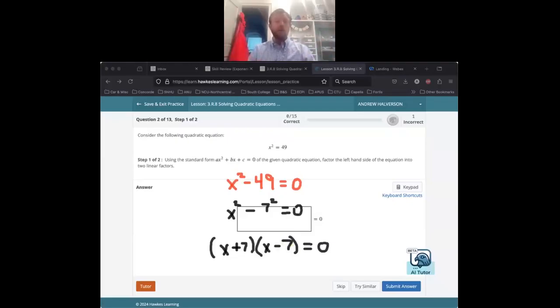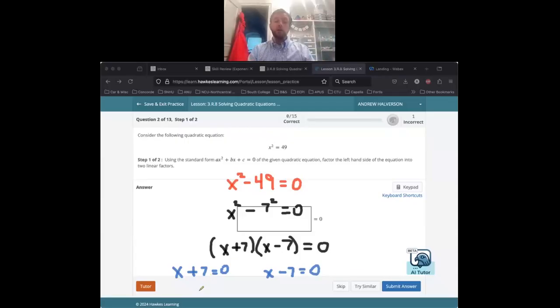So now what? Well, this is the new part. At this point, remember the concept: either the first or the second factor is 0. Either or. We don't know which one. Could be both. So what you do is you just set each factor equal to 0. So you say x plus 7 is 0, and then x minus 7 is equal to 0. Essentially we broke it up into two linear equations like we had all the way back in week 2.